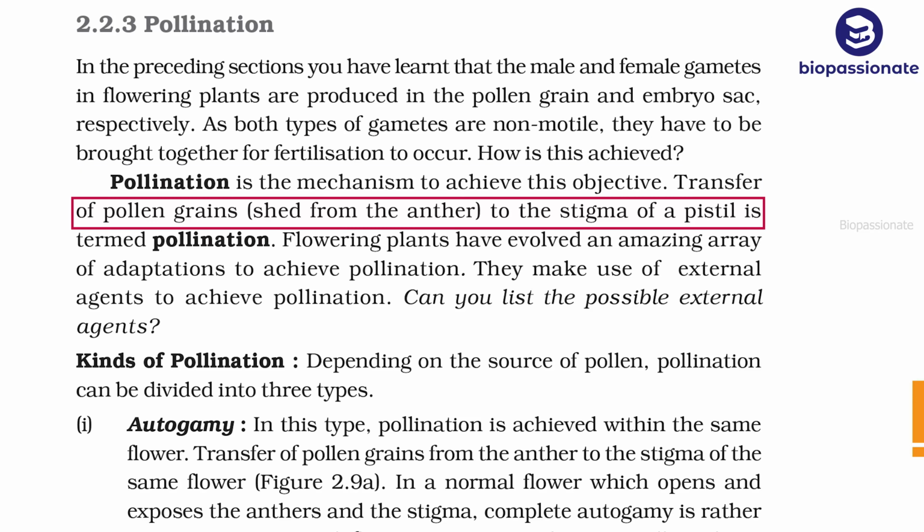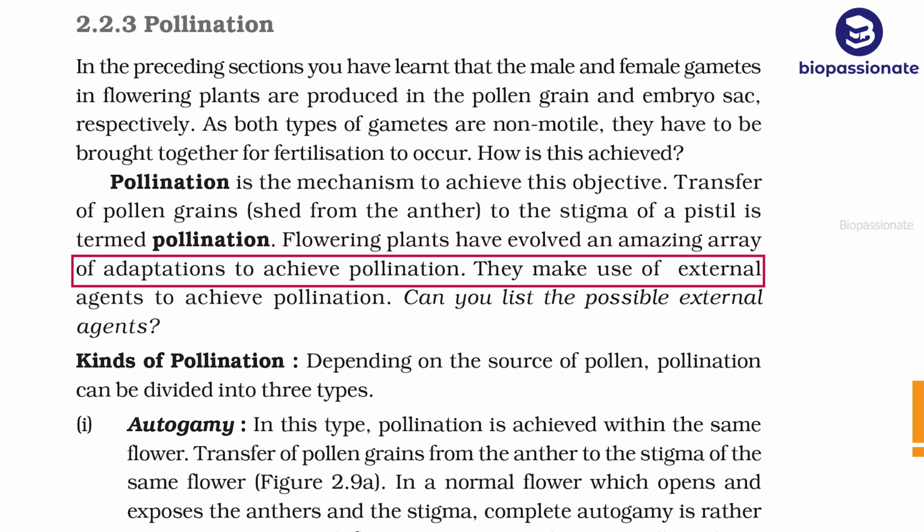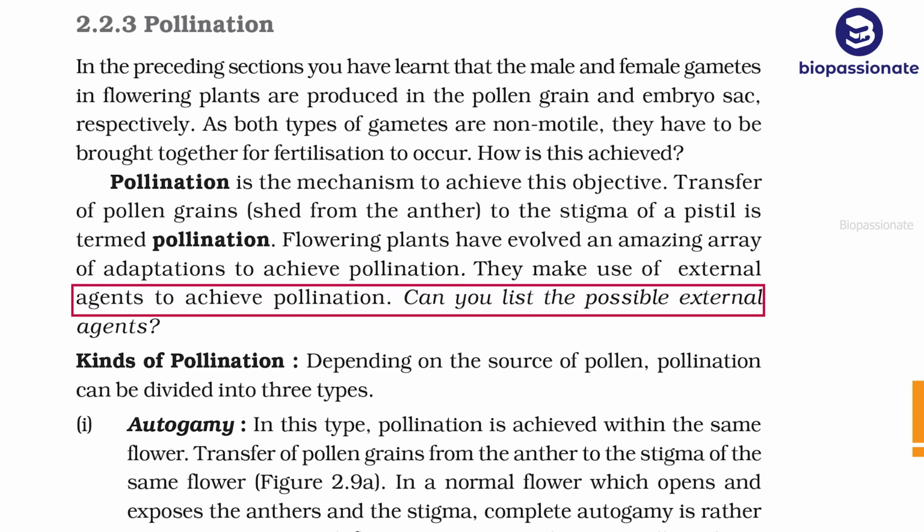Transfer of pollen grains, shed from the anther, to the stigma of a pistil is termed pollination. Flowering plants have evolved an amazing array of adaptations to achieve pollination. They make use of external agents to achieve pollination. Can you list the possible external agents?